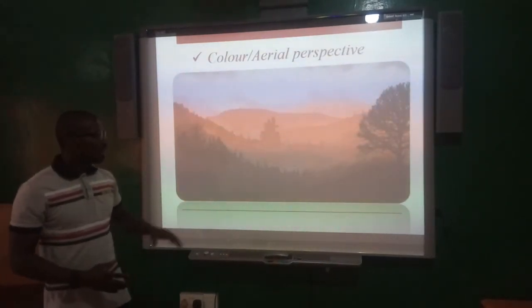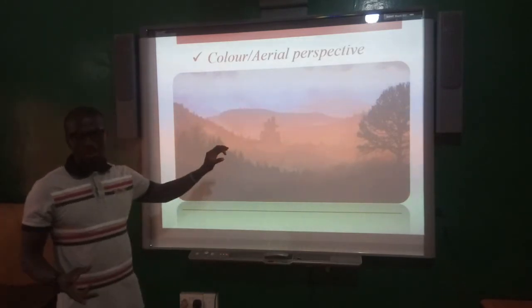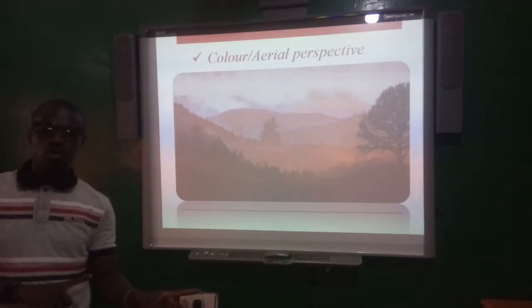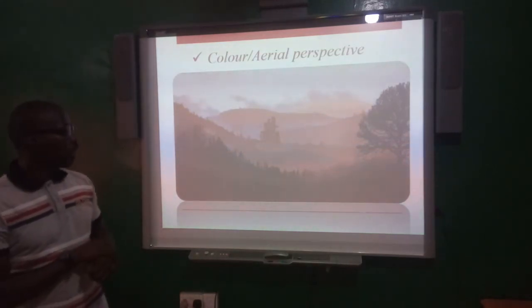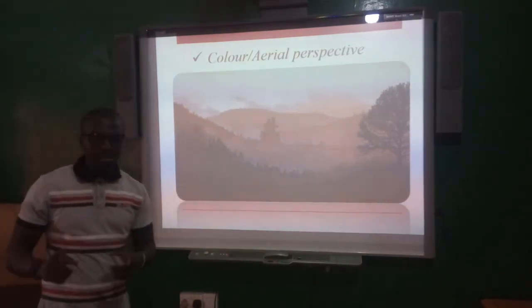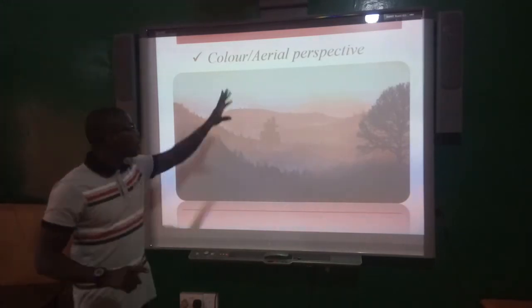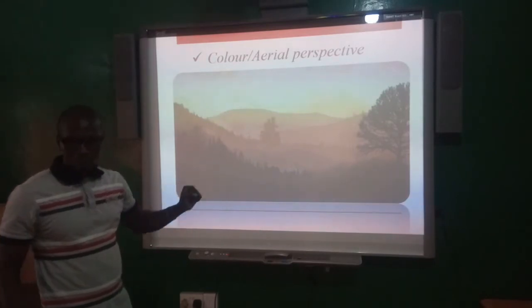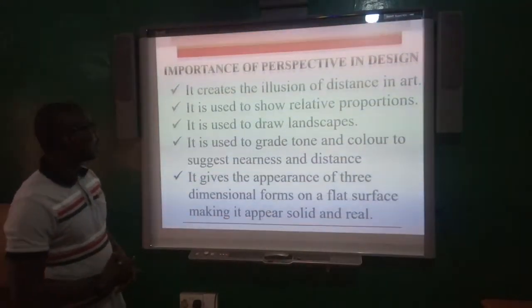So this is how we use color to achieve perspective. So take note, we can use lines to achieve perspective, which will fall under linear perspective, and then we can use colors, tones and shades also to achieve perspective, which is color or area or atmospheric perspective. I hope it's okay. Okay, now let's move on.